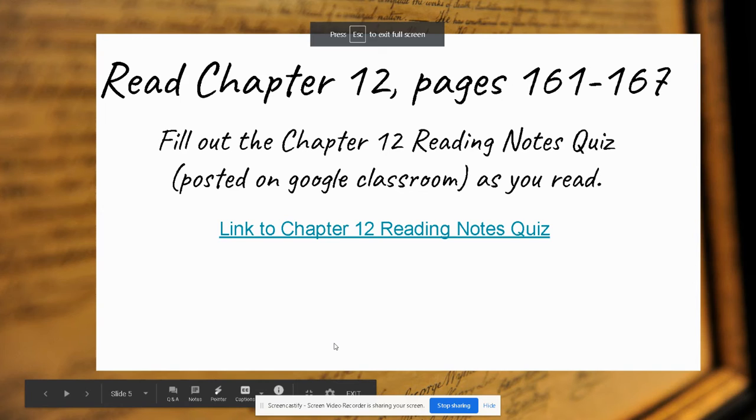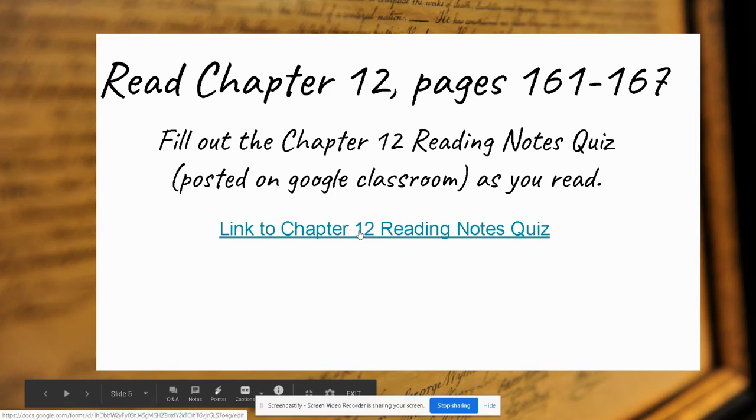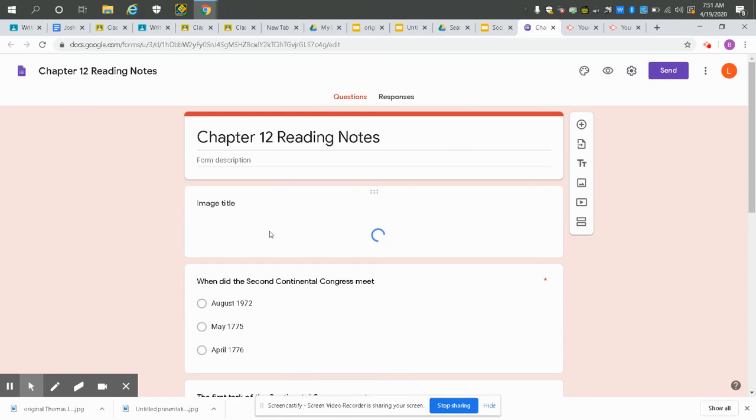The next task is you're going to read chapter 12, pages 161 to 167, and you're going to fill out the chapter 12 reading notes quiz, which is right here. It's also going to be posted on Google Classroom. You want to fill this out as you read or as soon as you're finished reading so that it all sticks in your head.